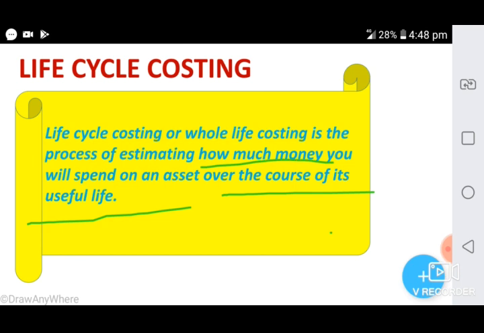So when you purchase whether a car or computer or any other type of inventory, you should consider and budget for the asset's future cost. That is life cycle costing. It's mainly focusing on estimation, estimating how much money you will spend on an asset over the course of its useful life. That is life cycle costing.